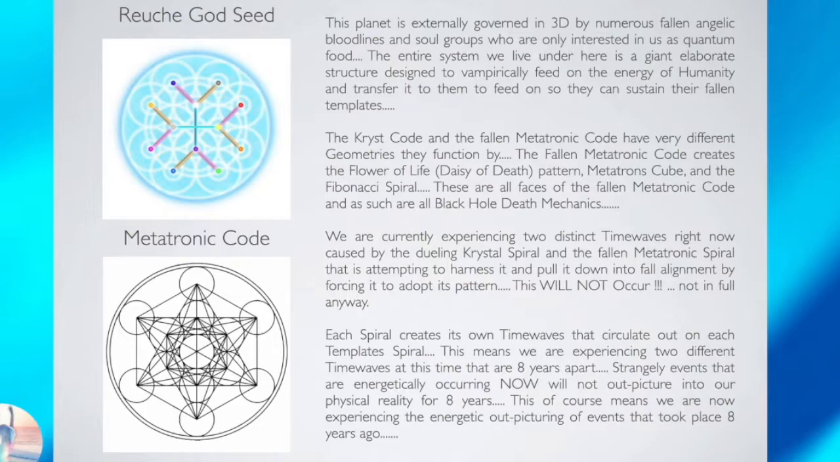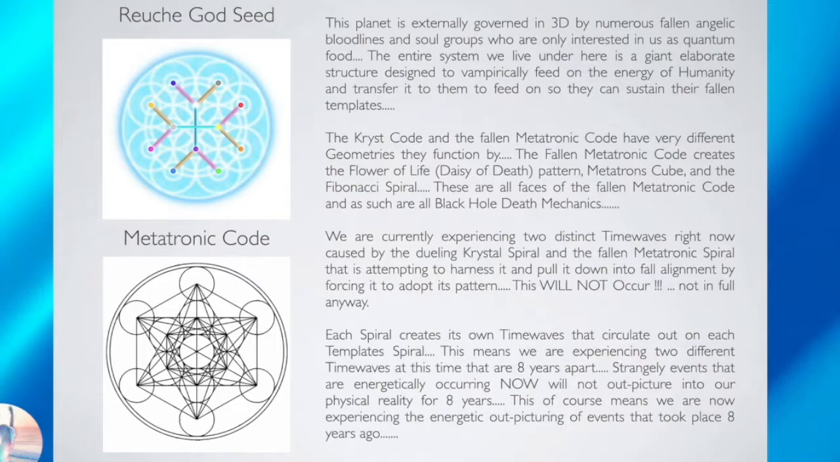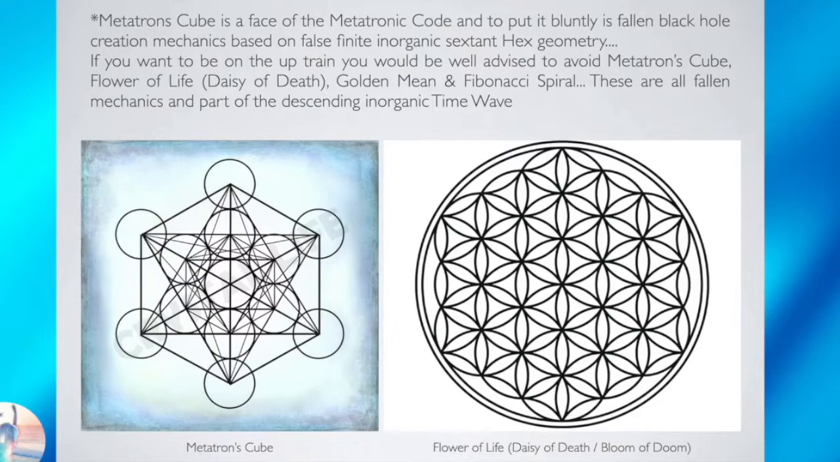The Kryst code and the fallen Metatronic code have very different geometries they function by. The fallen Metatronic code creates the Flower of Life or Daisy of Death pattern, Metatron's cube, and the Fibonacci spiral. These are all faces of the fallen Metatronic code, and as such, they are all black hole death mechanics. So this is the nasty mess that causes the Fibonacci spiral. This shape here is referred to as Metatron's cube, and as you can see, it's based on hex geometry, number six, because it's got six balls. And you can actually see here, it forms a hexagram.